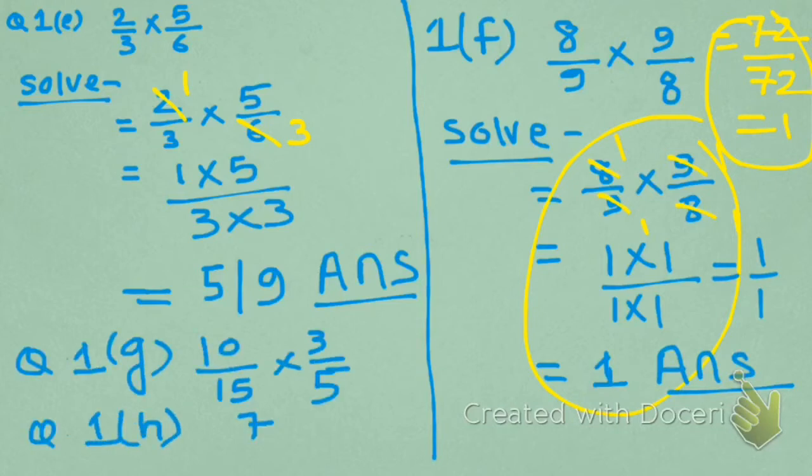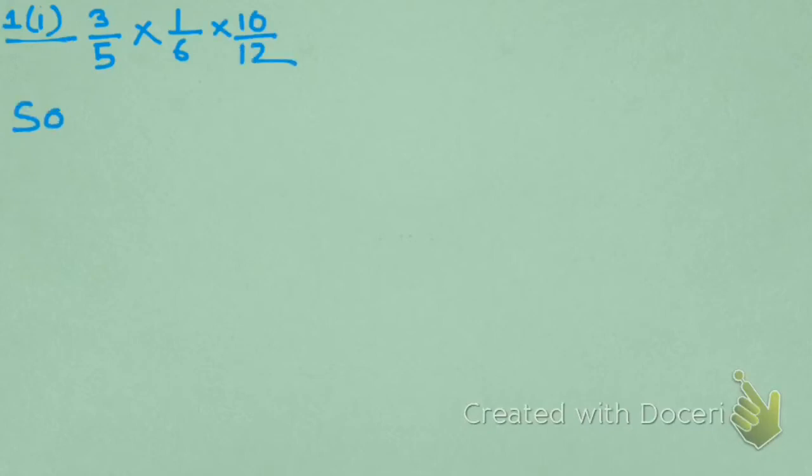1G and 1H, you have to do, this is your homework. 1G and 1H is your homework. Now question 1I: 3 upon 5 into 1 upon 6 into 10 upon 12. Now you can see that.